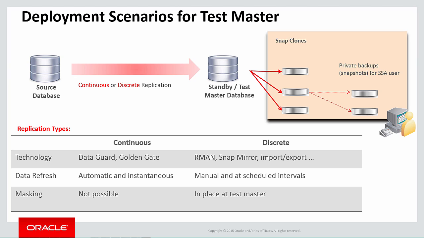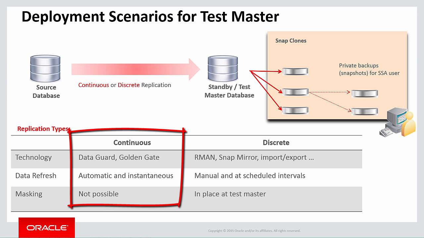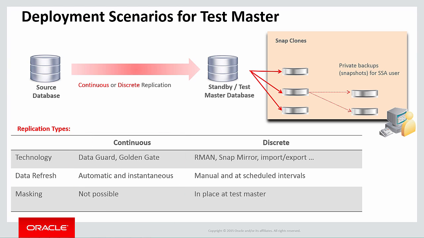When you are deploying a test master database, there are two ways of refreshing the data between the source and the test master database. Firstly, you can have what we call continuous replication, where data refresh takes place automatically and instantaneously using technology such as Oracle DataGuard. Masking and subsetting is not possible when using continuous replication, as it relies on shipping of redo records immediately they are written to the source database.